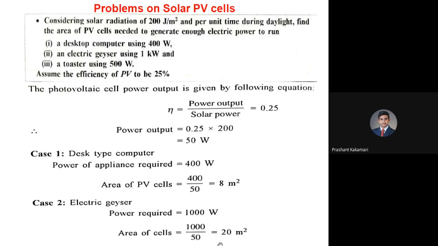Next case is the electric geyser. In this, what is the given power? The power required is 1 kilowatt. So 1 kilo means 1000 watts. For 1000 watts, you can take 1000 divided by 50 watt per meter square. If you calculate, I will get an area of around 20 meter square. So to run the electric geyser, we need high power. As per the given energy and conversion efficiency, the area required to make the PV system is 20 meter square.